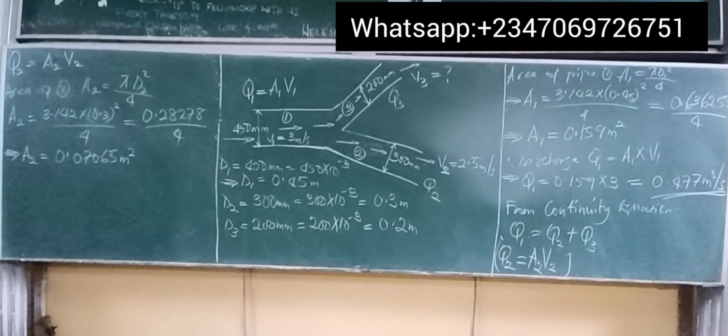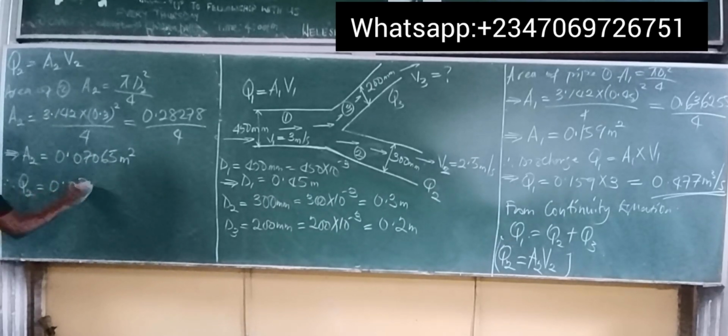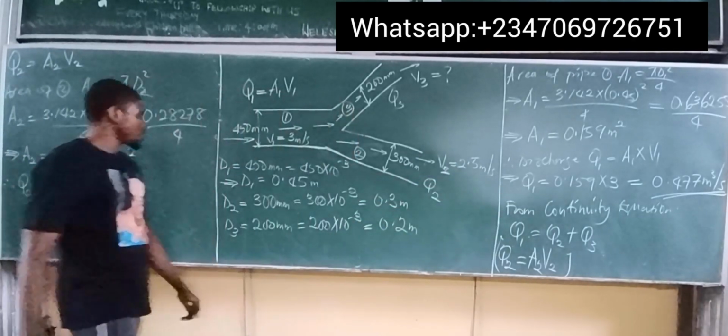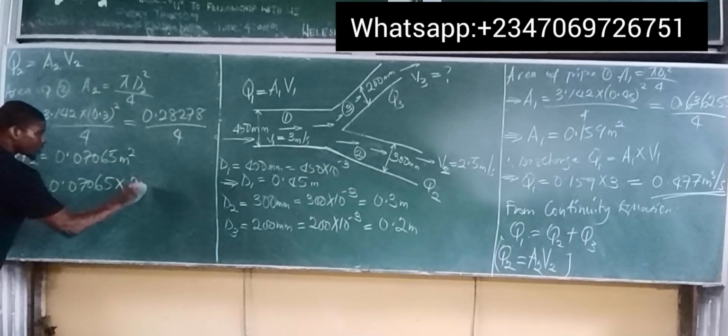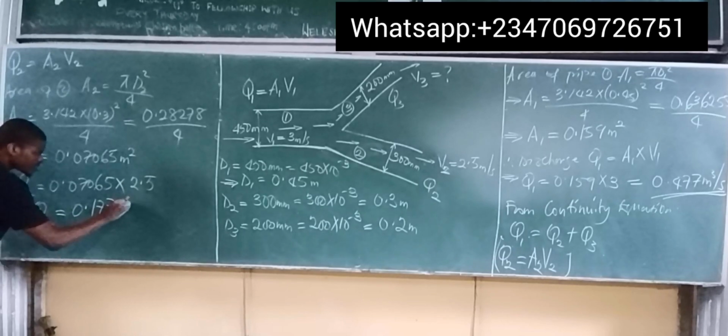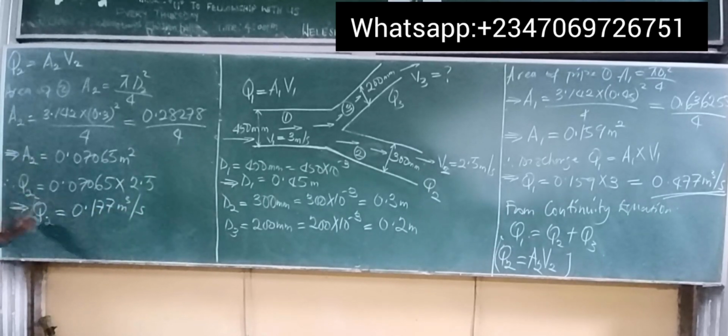Next is to find the discharge now. Therefore, discharge at portion 2, Q2, is now equal to A2, which is 0.07065, multiplied by the velocity at portion 2. The velocity of the pipe at section 2 was given as 2.5 meters per second. So simply multiply by 2.5. This implies that discharge at section 2 is 0.07065 multiplied by 2.5. That gives us 0.177 meter cube per second. So we obtain discharge at portion 2.